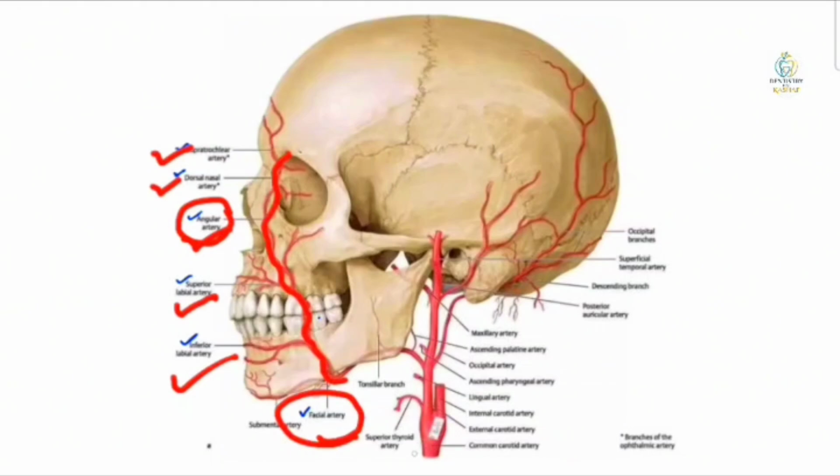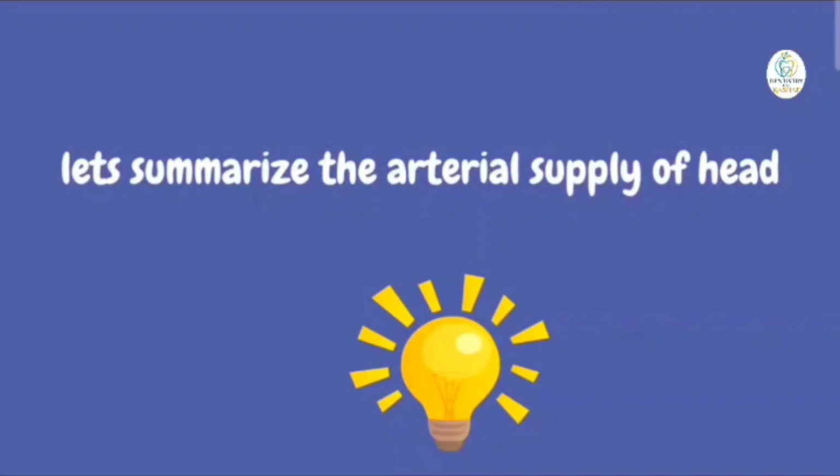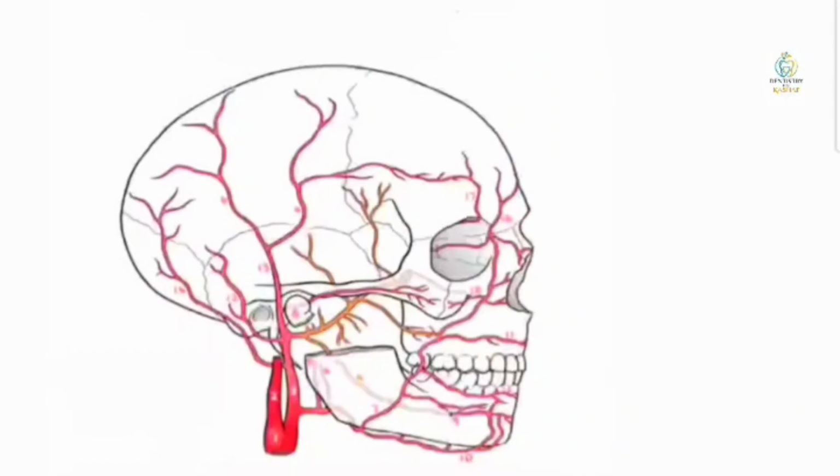And here you will appreciate the branches in your neck, like the superior thyroid artery, which supplies your thyroid gland. There are tonsillar branches and the ascending pharyngeal artery, which was missing in the previous slide. Okay, let's summarize the arterial supply of the head. As we have discussed everything about the arterial supply of head and neck, not including the brain, let's revise it here now.